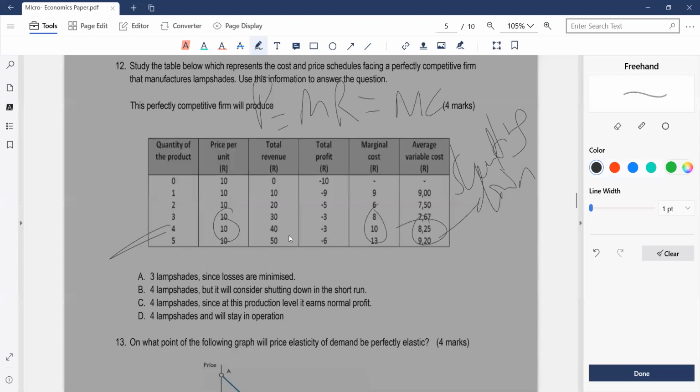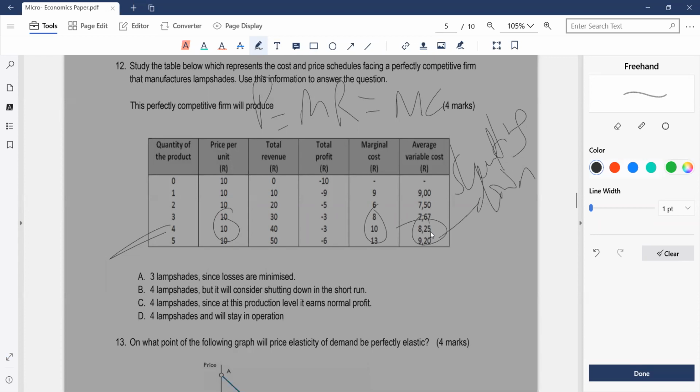That means even if we are making a loss of -3, we are still not going to shut down because we are covering the average variable cost. That means we are able to pay for the workers that are coming in. We are able to pay for the raw materials that we are buying. We are still fine. We can still continue in production. The only thing that we are failing to cover fully are the fixed costs.